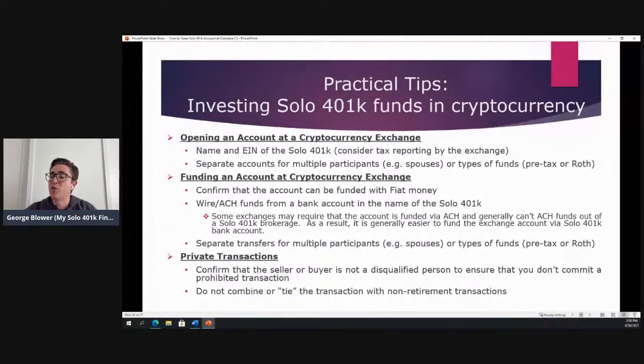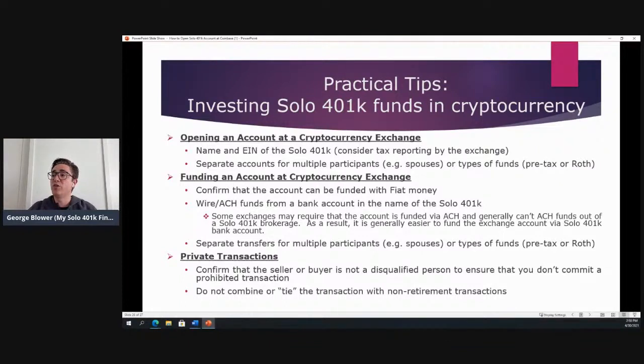Separate accounts for multiple participants. We talked about the husband and wife situation. You could also have a multiple participant separate account situation if you have multiple types of funds in your plan. So if you have both pre-tax and Roth funds in your solo 401k, which our plan allows, and you want to invest both types of funds in cryptocurrency, you would need separate accounts at the exchange, separate bank accounts, and you would fund the pre-tax account at the exchange from your pre-tax sub account. You would fund the Roth account at the exchange from your Roth account, etc.